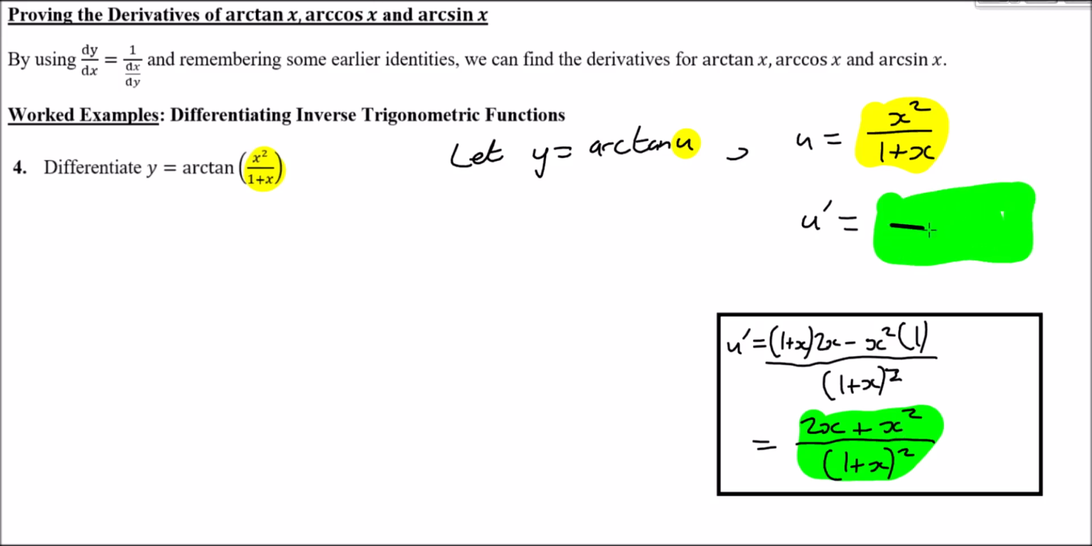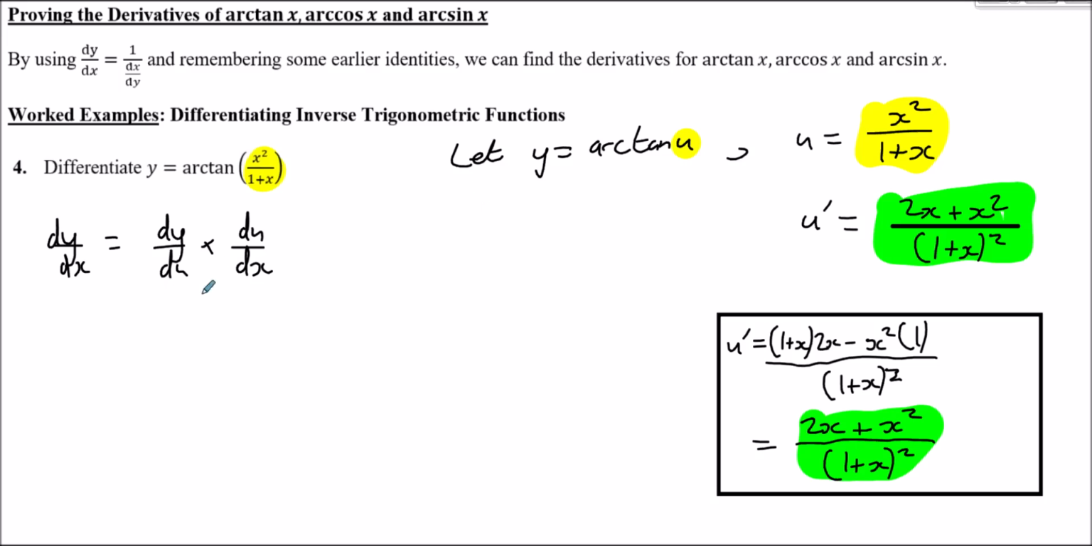So we can now use the chain rule. Now we know what du by dx is, which is 2x plus x squared, like I just said, all over 1 plus x all squared. So dy by dx is going to be dy by du times du by dx. What we need to remember is what arctan differentiated to from worked example 3. Arctan differentiates to 1 over 1 plus x squared.